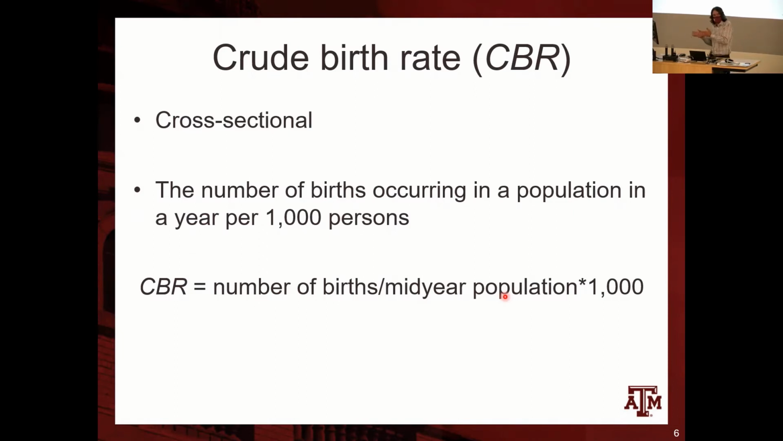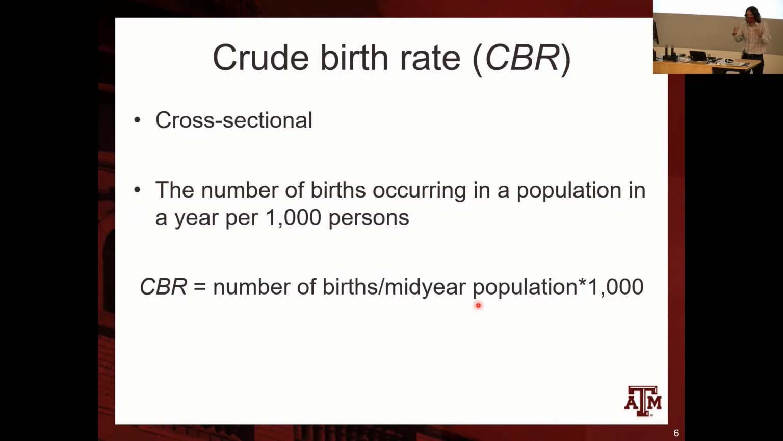Reproduction: the numerator is only women, and the denominator only women. Just to be clear: birth rate, the numerator is both male and female births, and the denominator is the both male and female population. Fertility, male and female births, only women in the denominator. Reproduction, only female births and only women in the denominator. So these are the differences between these three: birth, fertility, and reproduction rates.